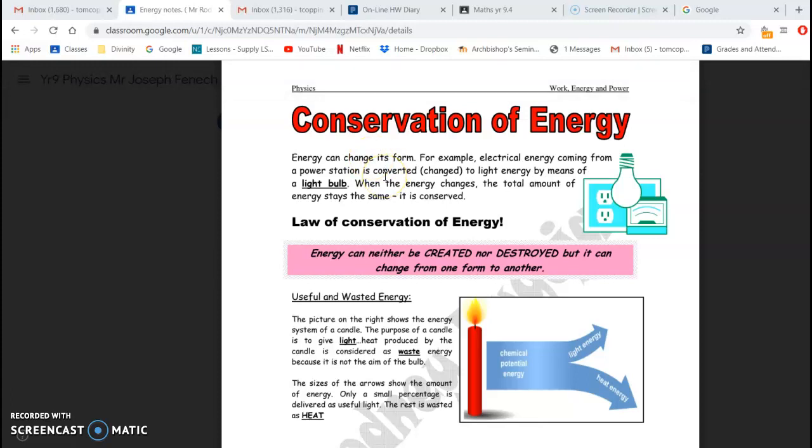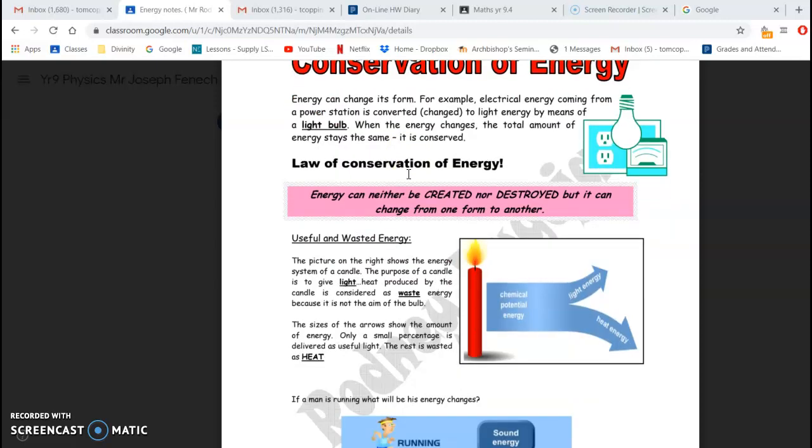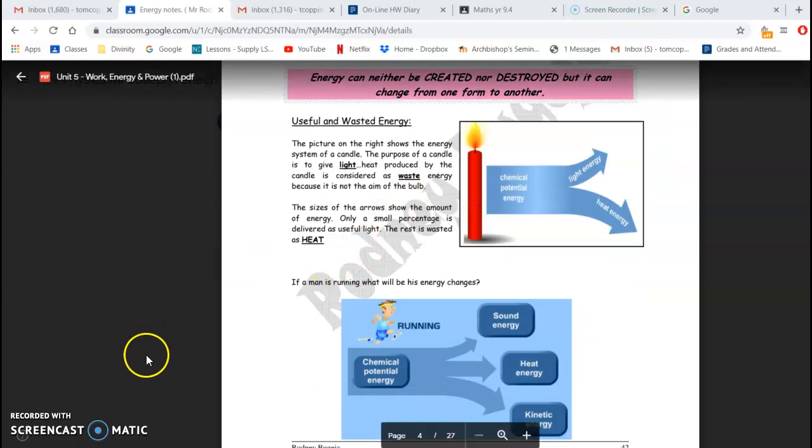when you press a switch to switch on a lamp, for example, the energy from the power station, which provides the electricity, is changed to light energy in the bulb. So that's what conservation of energy means. It changes from one form of energy, which was the electricity generated by the power station, to the light energy, which is in the bulb.